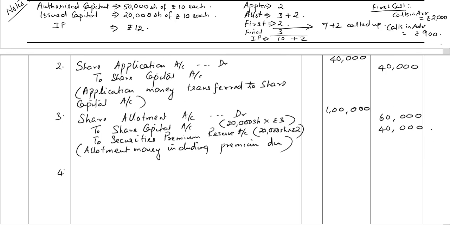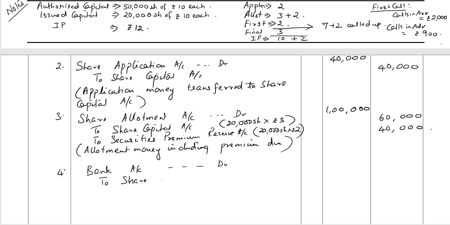The next entry is to receive the allotment money. The full amount has been received. Bank account debit to share allotment account for allotment money received. Amount received 1 lakh rupees.